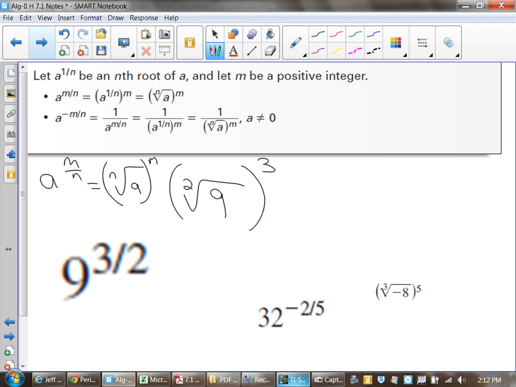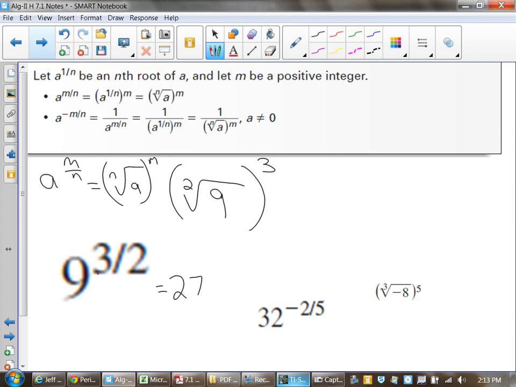What's the square root of 9? 3. What's 3 cubed? So your answer here, 9 to the 3 halves, is 27. Again, the denominator tells you what root to take of the a value.